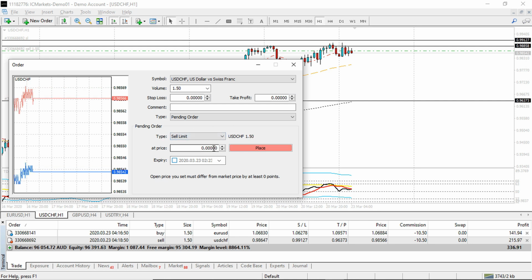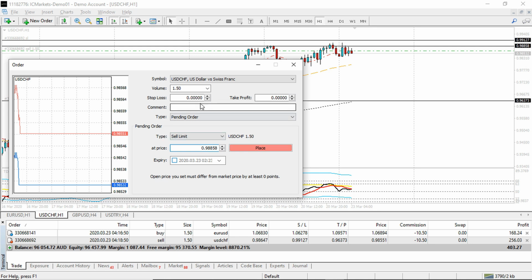So the difference now is, for the instant execution, we don't put in a price at which we want to get filled. However, for the pending order, you have to put in your entry price. So in this case, our entry price, because it's a sell limit order, we still feel price might go up a little bit to pick us before it starts selling. So let's use this as our entry price.